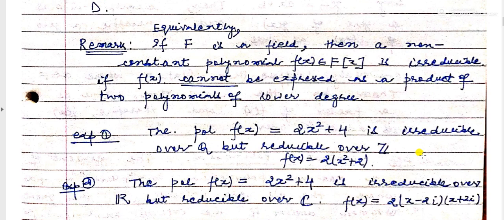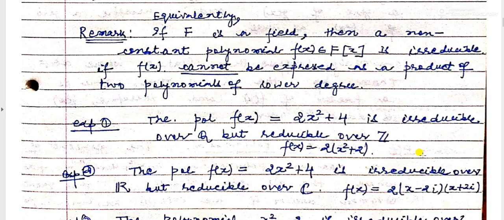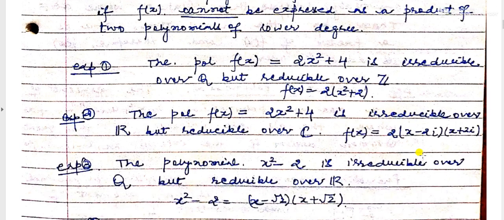Likewise, if we consider this polynomial over R, then it is irreducible because again 2 is a unit in R, but reducible over C because this can be written as 2(x - 2i)(x + 2i). C is a field. It is written as a product of 2 polynomials of lower degree. None of them is a unit. So it is reducible over C.